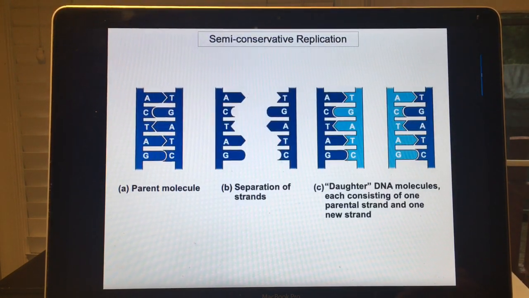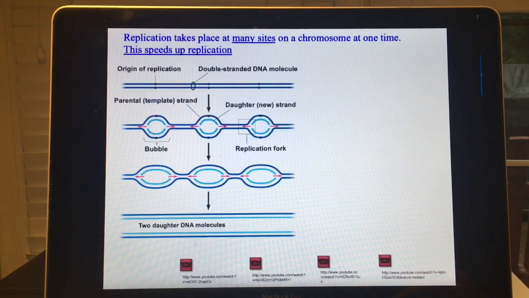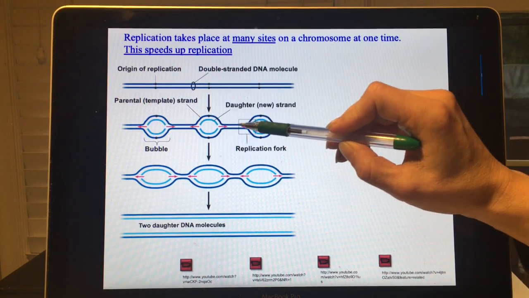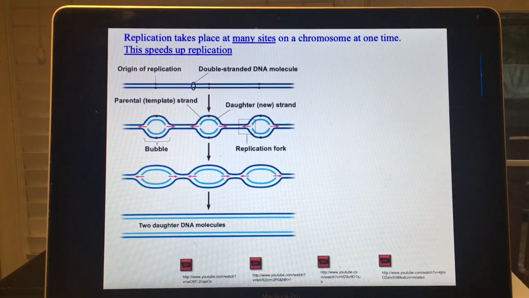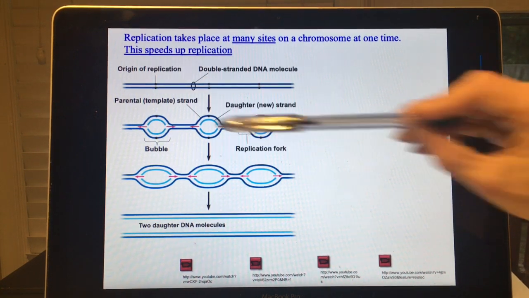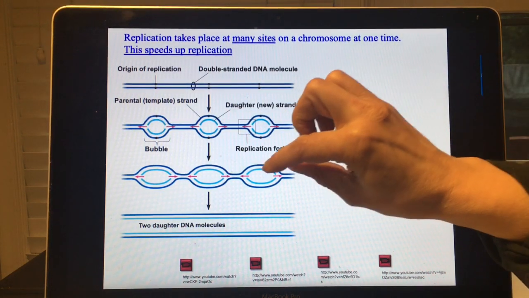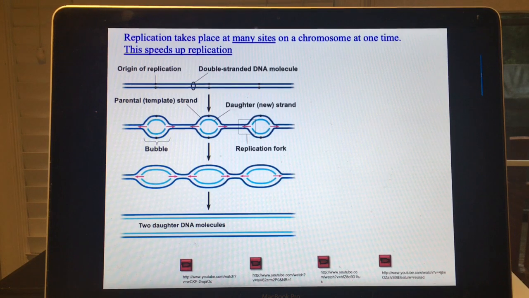So this is just another diagram that shows you that each new DNA molecule is built with one old strand and one new strand. What this diagram actually shows you is that when we show you diagrams of DNA replication, we're really only showing you a small piece of what's really going on. Replication actually takes place at many sites on a chromosome all at the same time, and this speeds up replication. So here, we zoomed in on this one little area, a replication fork, but really it's more like a replication bubble because you have two replication forks that start together in the middle. And you have several replication bubbles that get bigger and bigger until there are no bubbles at all, and you have two new DNA molecules.